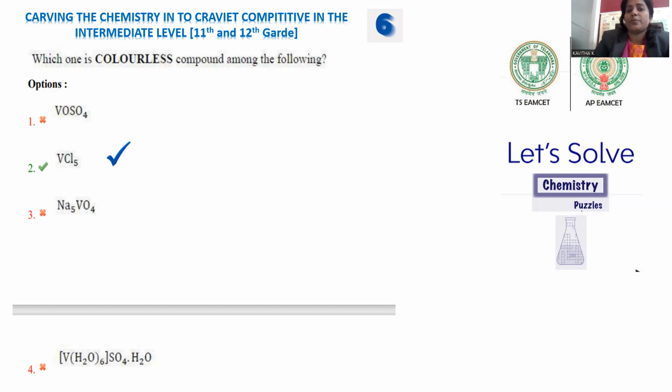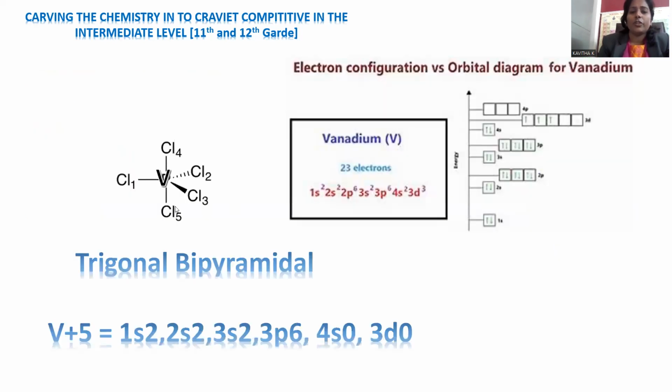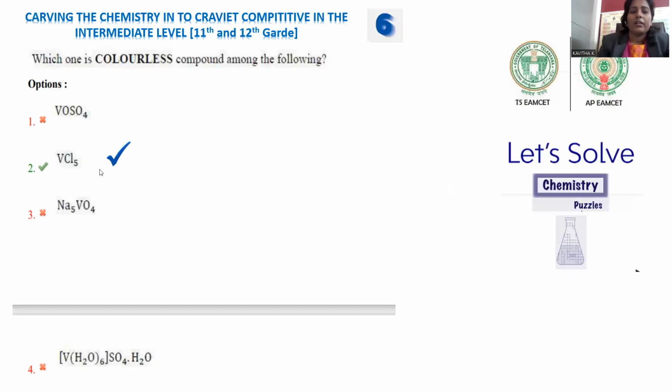And charge transfer spectra, charge transfer in the sense either metal to ligand or ligand to metal charge transfer is possible. In that case also intensified colors we can see. But some of the compounds are said to be colorless as well. Here you can see vanadium complex, here also vanadium, here also vanadium, here also vanadium. All the complexes are vanadium only, but among all, only one is colorless in nature. And why, we need to explain. In order to explain that, first of all we have to know VCl5, vanadium pentachloride.